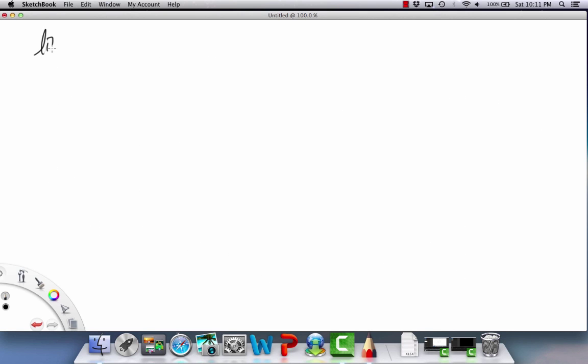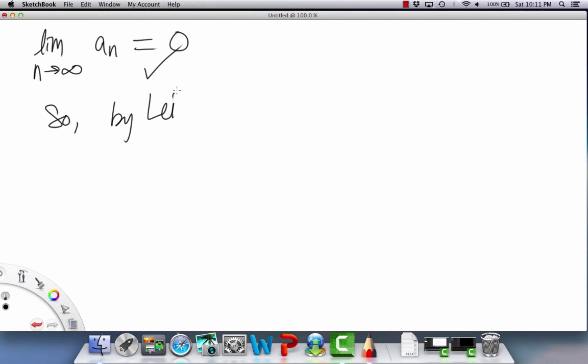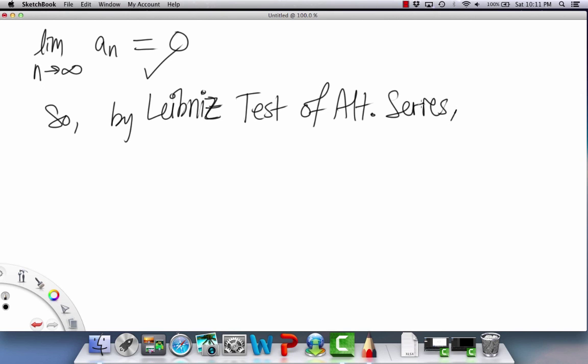So the limit as n goes to infinity of a sub n does equal 0. So yes, the third condition is satisfied. So there's our big so. By the Leibniz, or I don't know, I feel like that's German or Austrian or some language that I've never taken a class in. So by this test of alternating series, then we can conclude after all of our work that this a sub n converges.